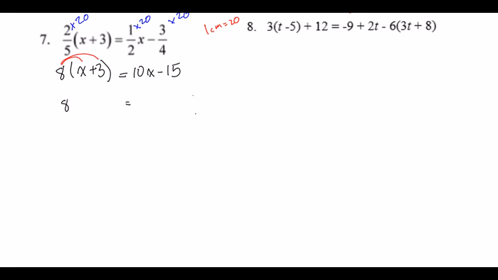So now we have 8x plus 3 is equal to 10x minus 5. And now we're using the techniques that we used in question number 5, where we isolated x by moving all the x's to the left side and all of the numbers to the right side. So let's go and move our x's all over to one side.